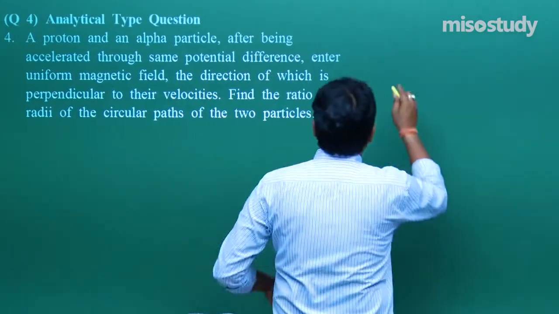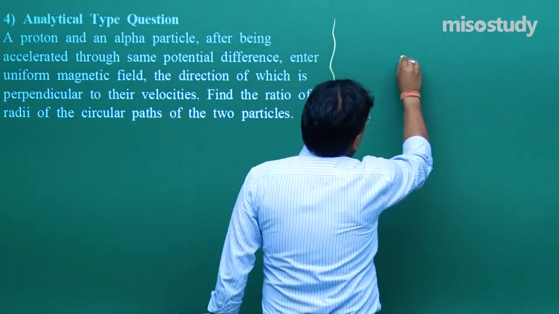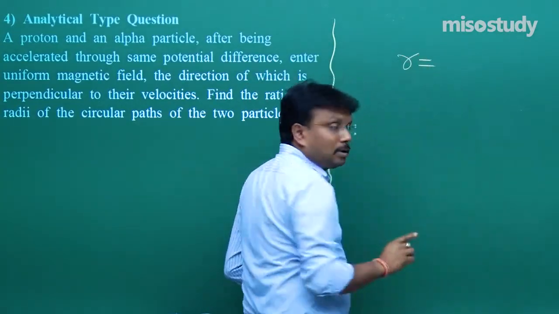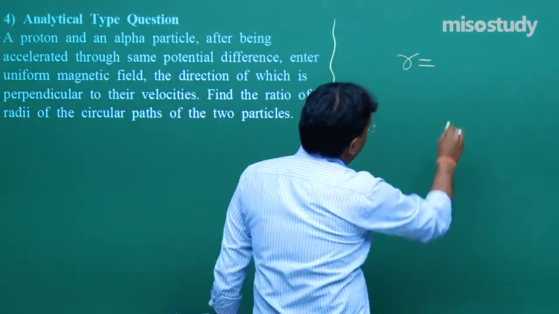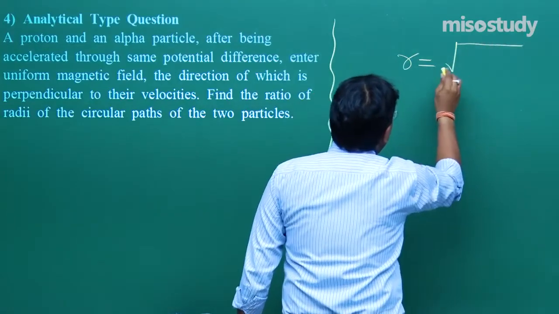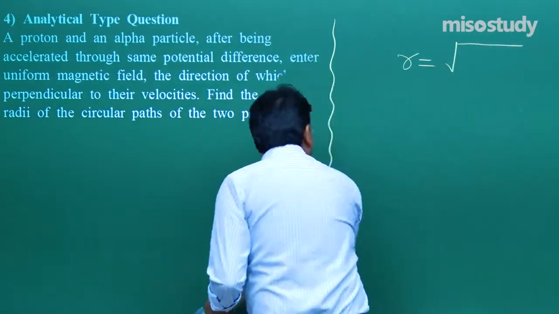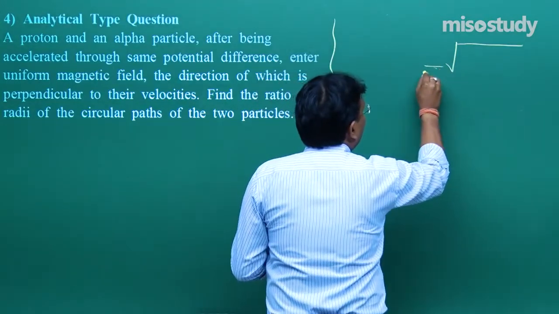Fine. R is equal to, rather than writing R is equal to mv upon qB, I am writing the formula directly in the terms of kinetic energy, R equal to.